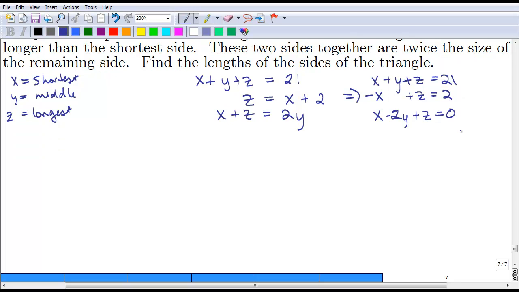So if we want to find x first, again, we would set this up. Our denominator is the easy one. Again, the coefficients on x are 1, negative 1, 1. Coefficients on y are 1, 0, negative 2. And coefficients on z are 1, 1, 1. So we're going to replace this first column with our 21, 2, 0. And we're going to leave the rest of them as is.